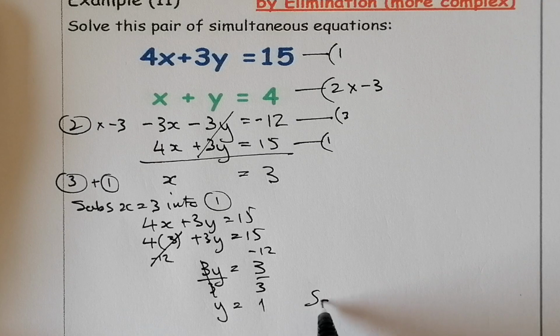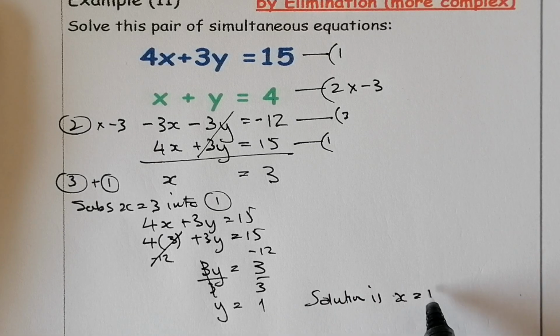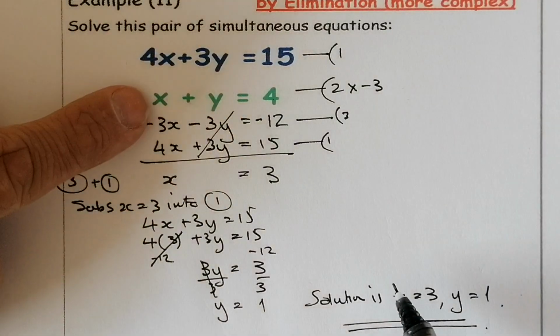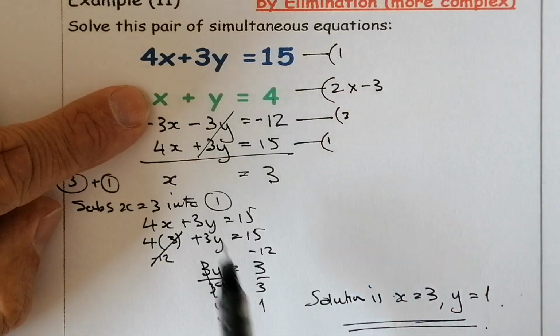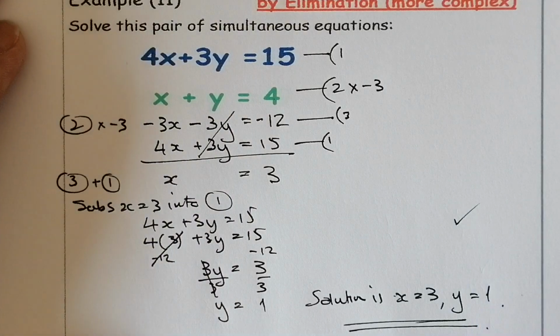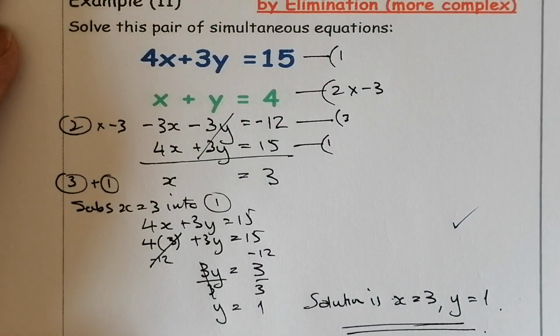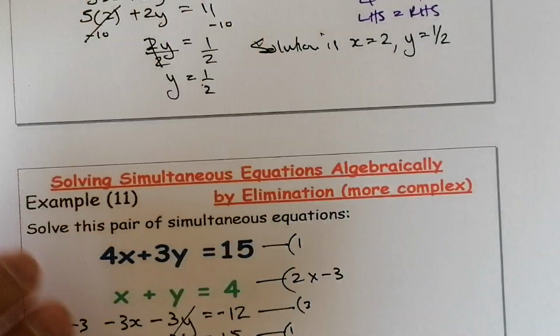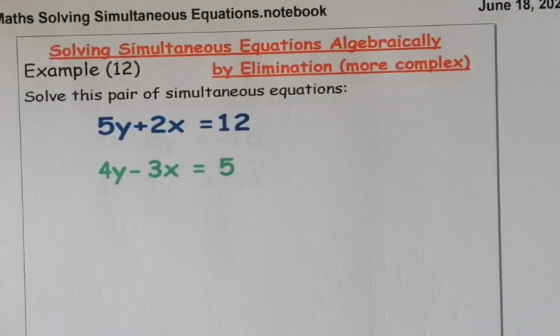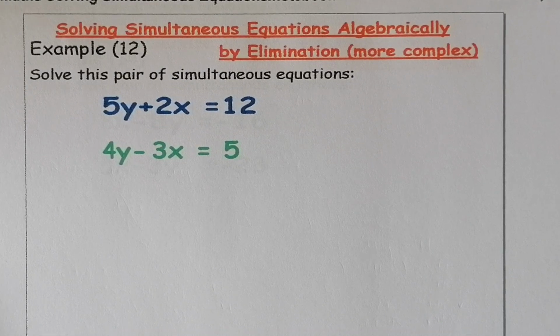So my solution is x equals 3, y equals 1. Okay, and I can do a check. A dead simple check would be to substitute it into here. So 3 plus 1 equals 4. Yeah, I know that one's right there. So you can do it mentally, or you can write down the check. No marks for that in your exam, but it's very worthwhile for yourself to make sure you've got the question right as you go forward.